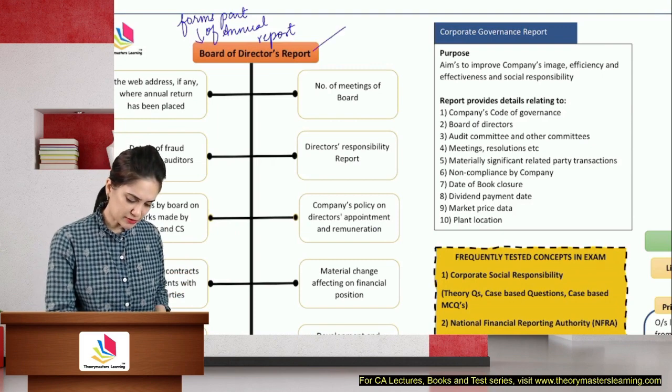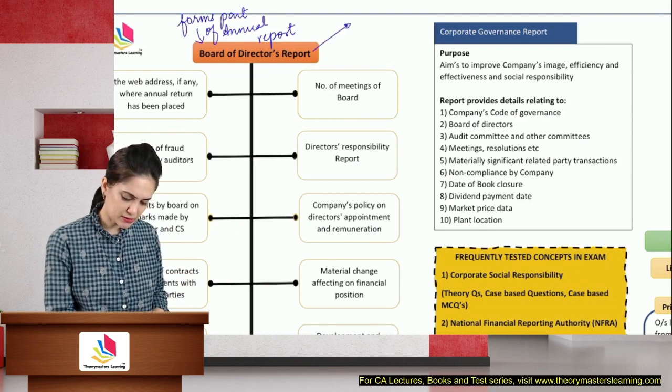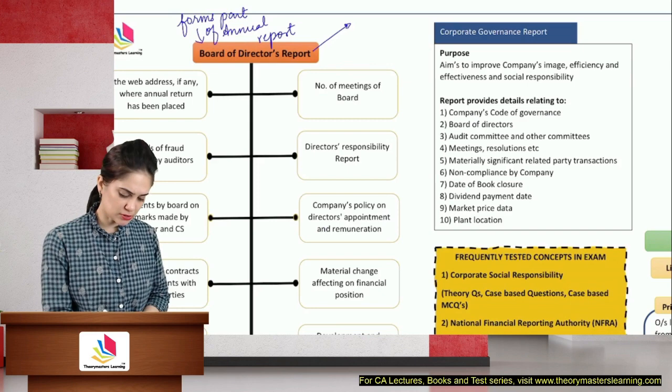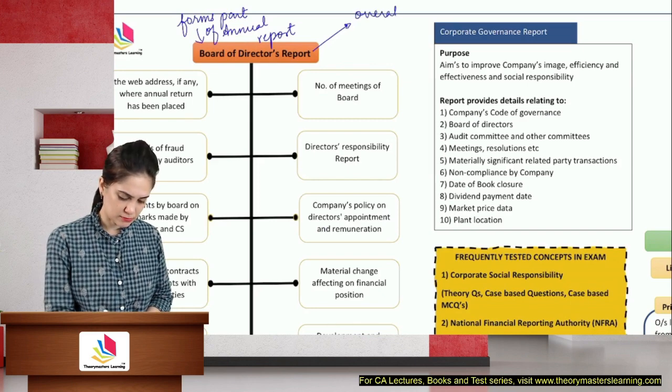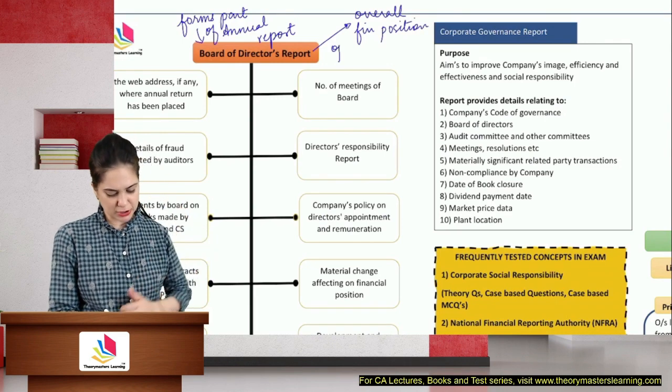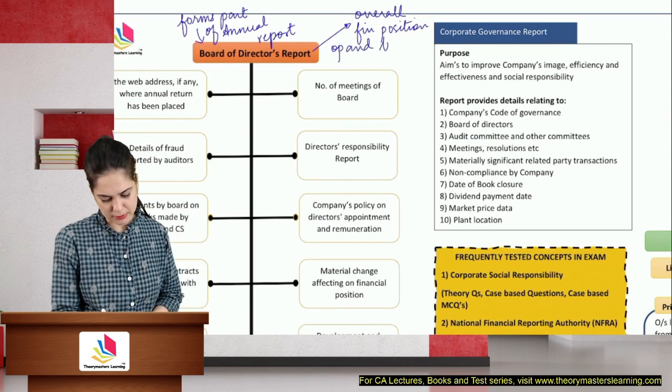So let me write it over here. They want to explain it through the board's report: the overall financial position, operation and business scope.